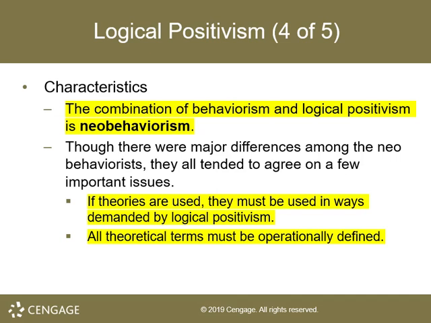Characteristics. The combination of behaviorism and logical positivism is neo-behaviorism. Though there were major differences among the neo-behaviorists, they all tended to agree on a few important issues. If theories are used, they must be used in ways demanded by logical positivism. They must follow certain rules. All theoretical terms must be operationally defined.